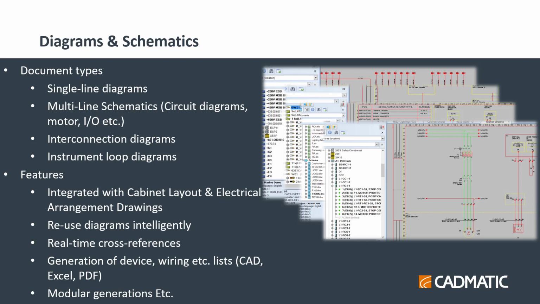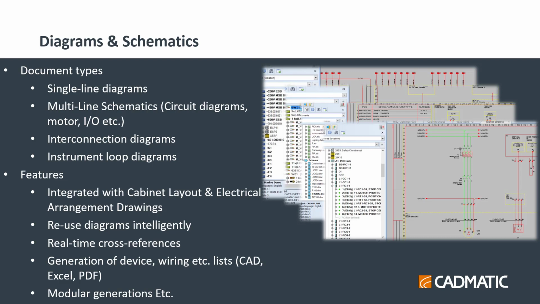You can reuse diagrams intelligently. You can renumber the devices and the cables, so you can make, let's say, 5 copies with unique IDs. And you can choose yourself what the rules for changing the IDs are. Regarding the cross references, everything is in real time. So if you change one end, the other end is automatically updated.